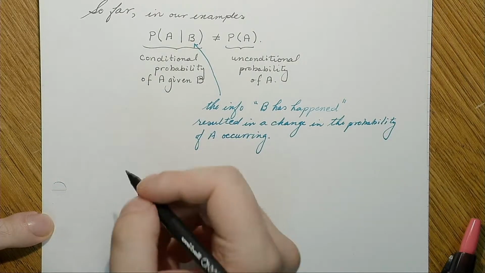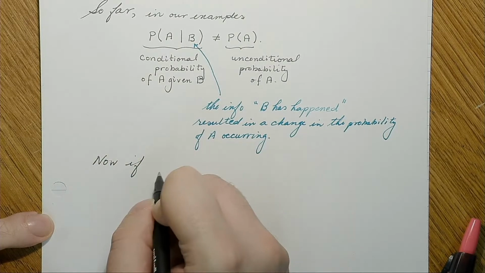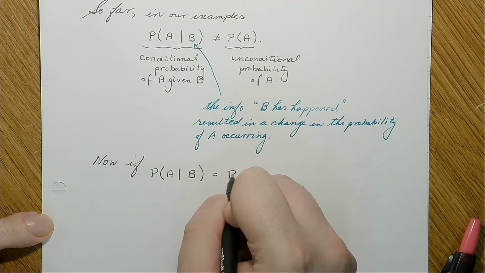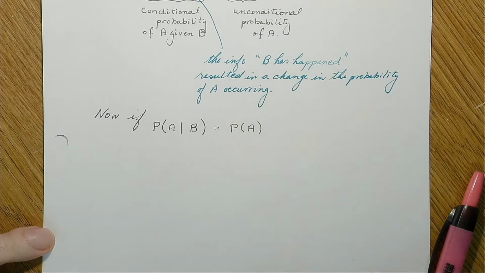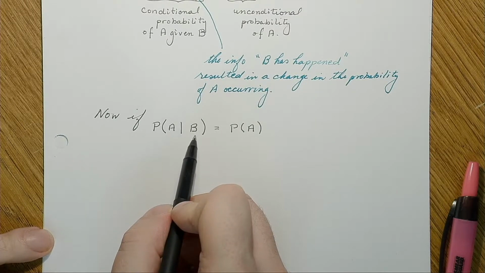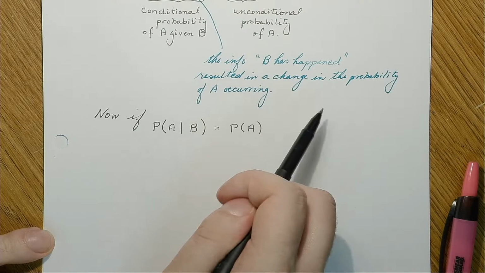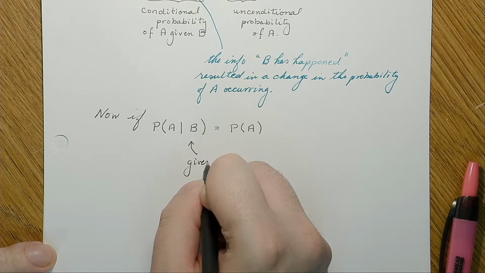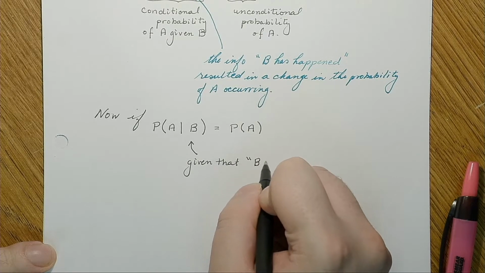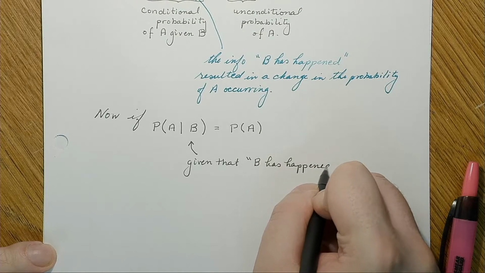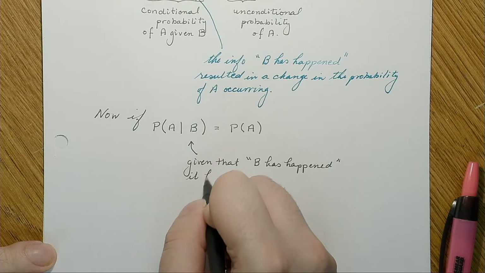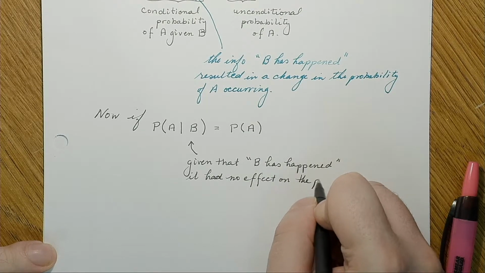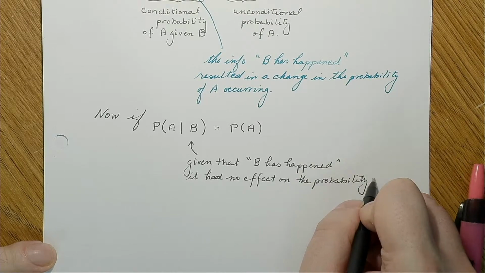Now, if we had the conditional probability, say the probability of A given B, and we'll say that they're equal, well, what that is indicating is that given this information B, it didn't result in any change in the probability of A. So it had no effect on the probability of A occurring.